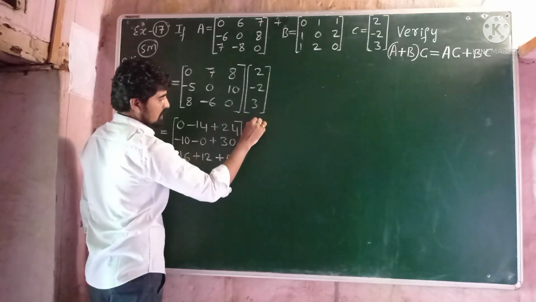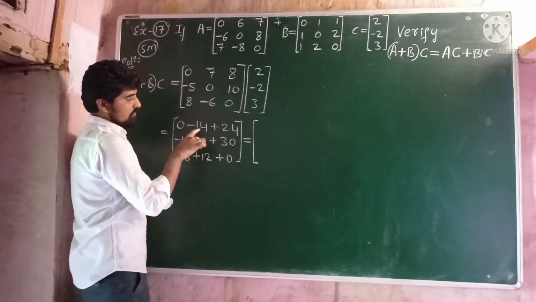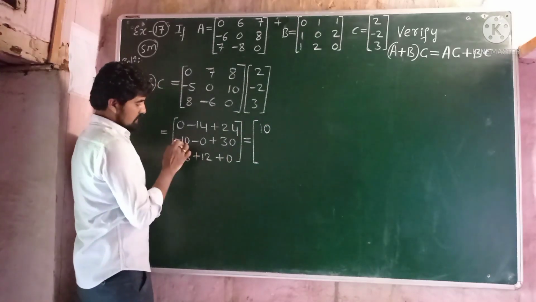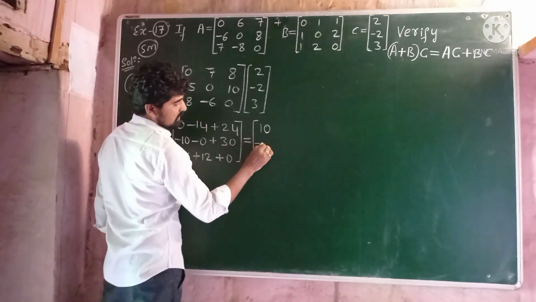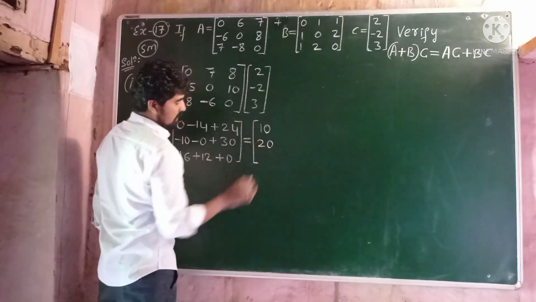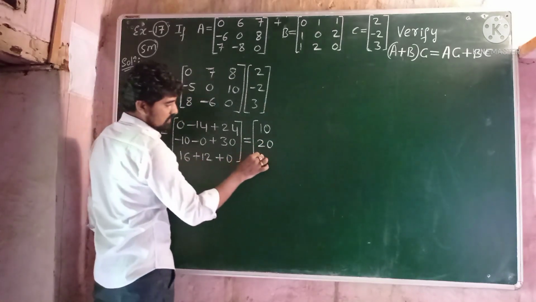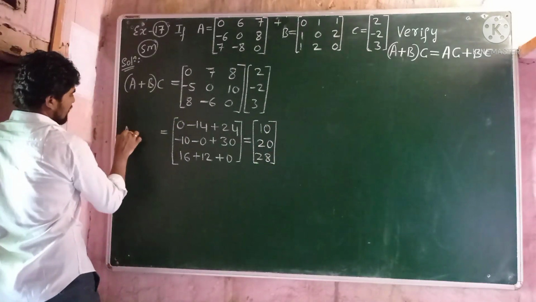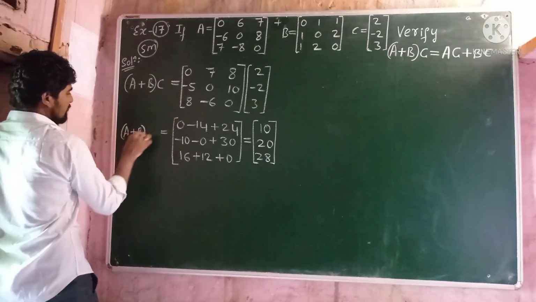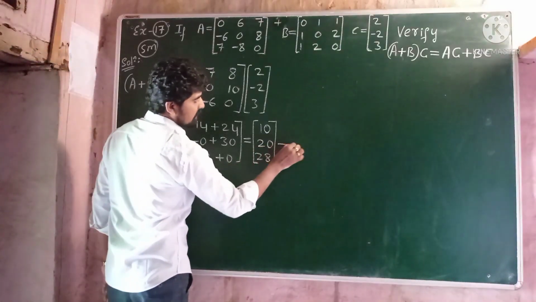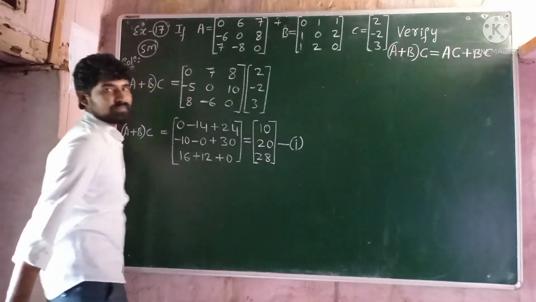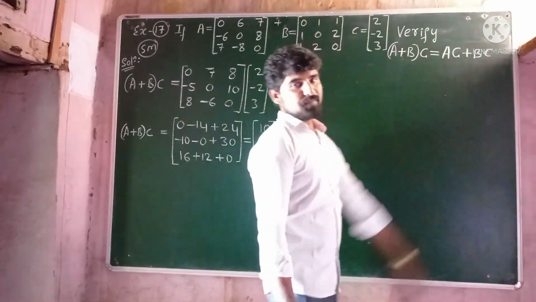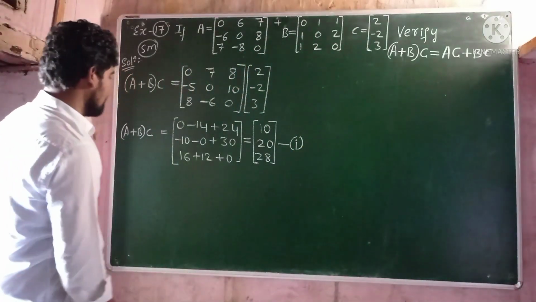which is equal to 24 minus 14, 10. Minus 10 plus 30, plus 20. 16 plus 12, 28. Therefore this A plus B into C matrix, call it equation number 1. And now we need to find the matrix AC and BC and then the addition of AC and BC.